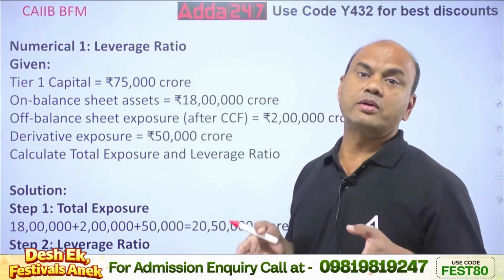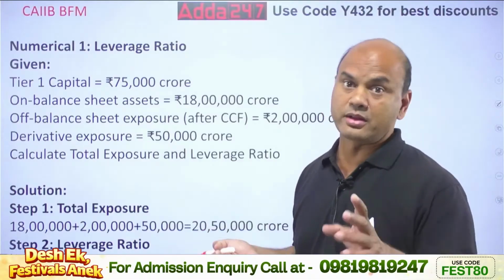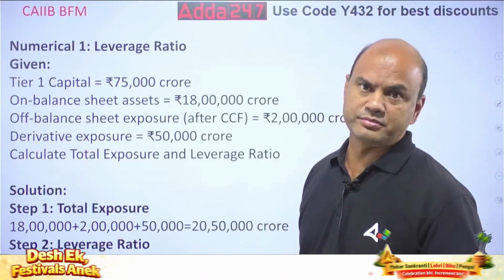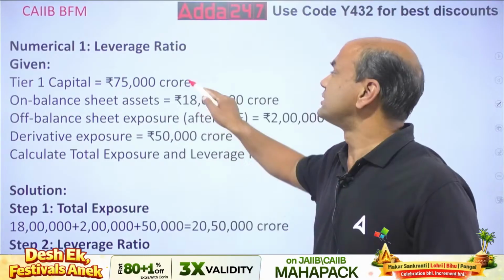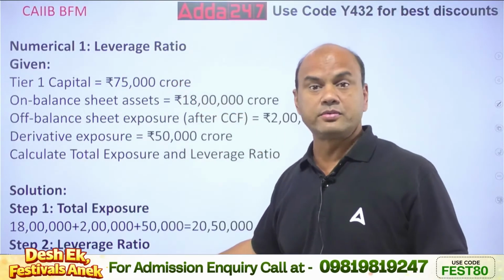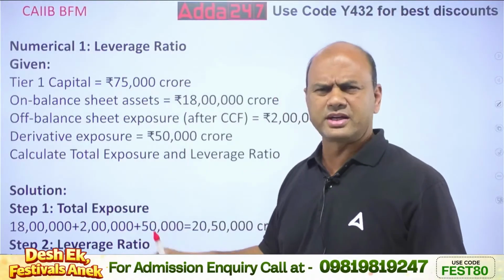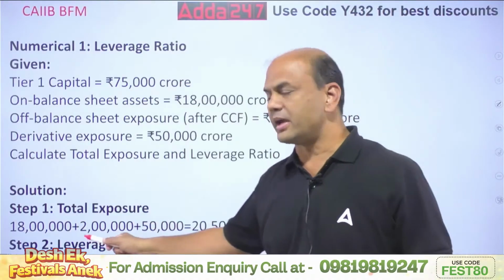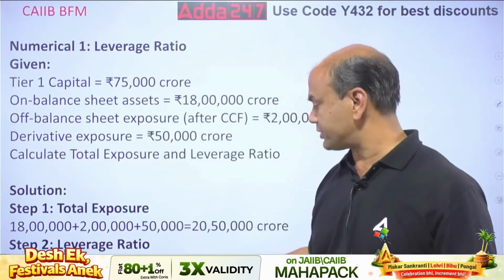Whatever standard, whatever method you follow, it is the same. But two components must come. It is capital upon exposure. In some books you will find it as exposure upon capital; one and the same. If you find it as capital upon exposure, it will be in terms of percentage.